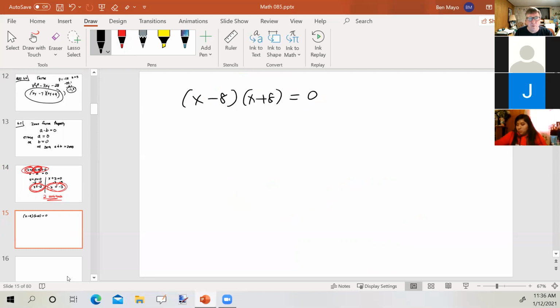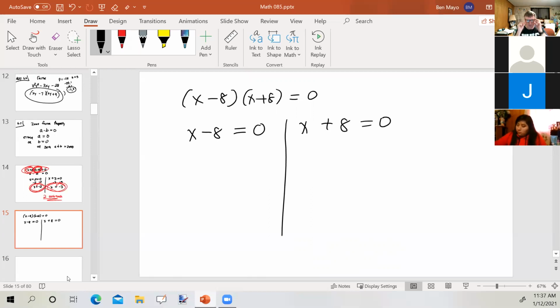So again, it's in that form, a times b equals 0. So then we would take each factor that contains a variable and set that factor equal to 0. So we get x - 8 = 0 and x + 8 = 0. So we've got a product equal to 0. We're taking each factor of the product that contains a variable and setting that factor equal to 0.